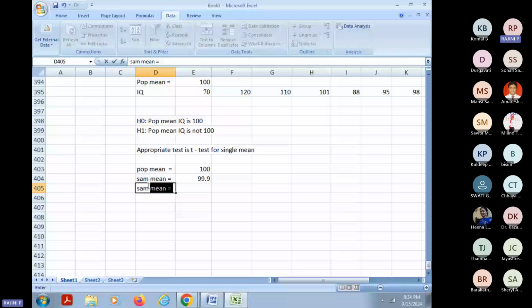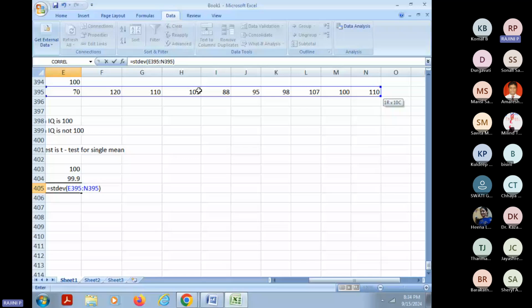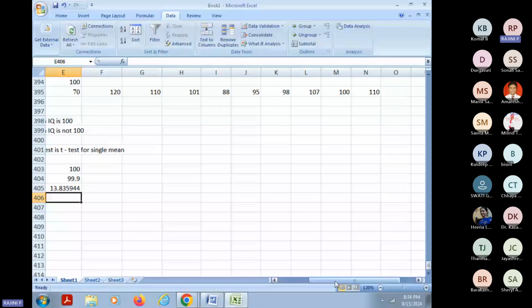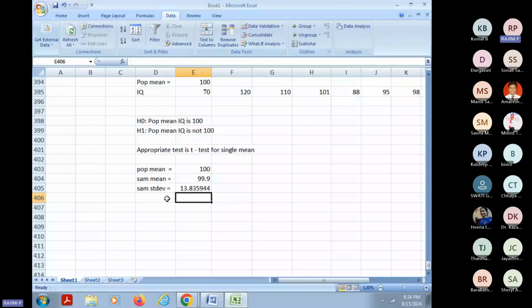How can we do that? Here you just go for the same thing, function and STDEV. Or directly, if you know the formula, type STDEV, standard deviation, open the bracket and select all the observations, close the bracket, enter. Okay, we got this. And n is equal to how many observations they told? 10.